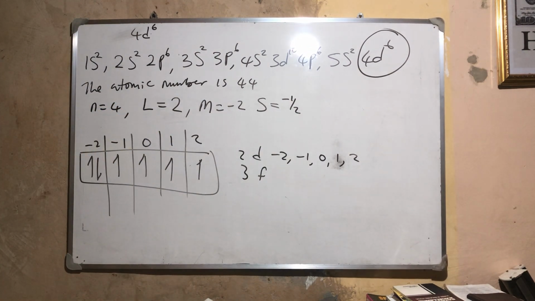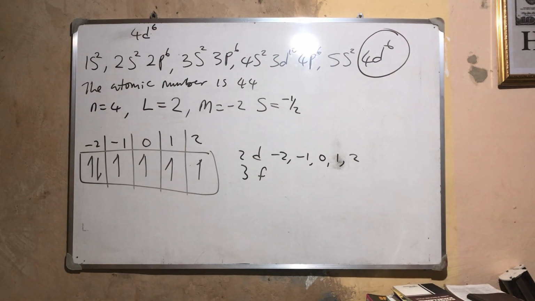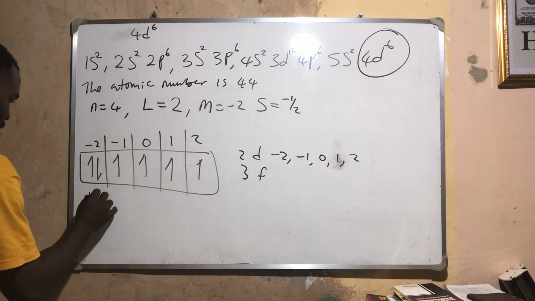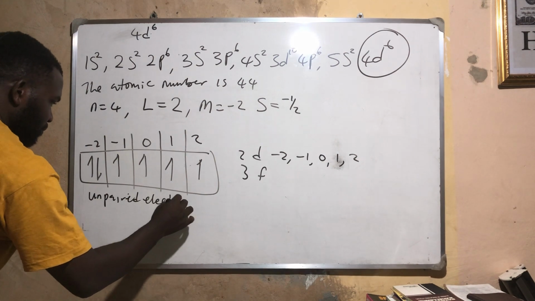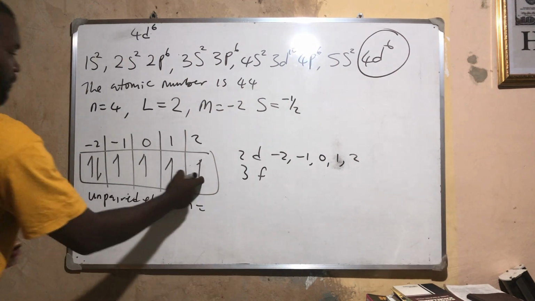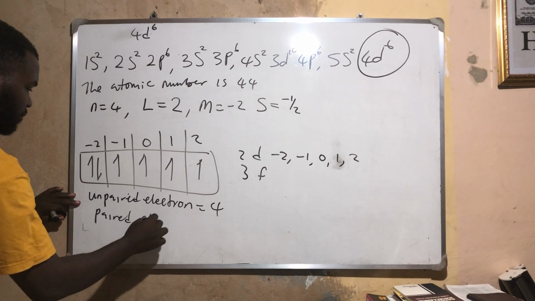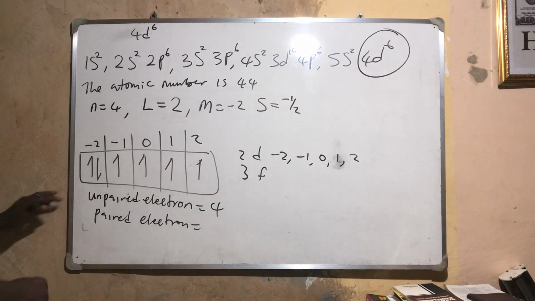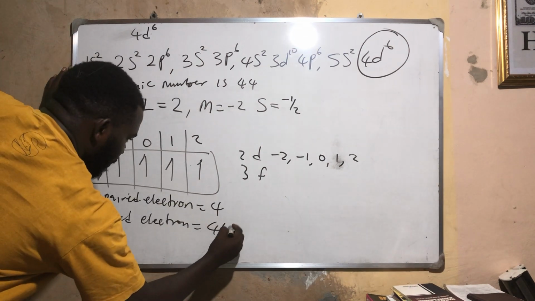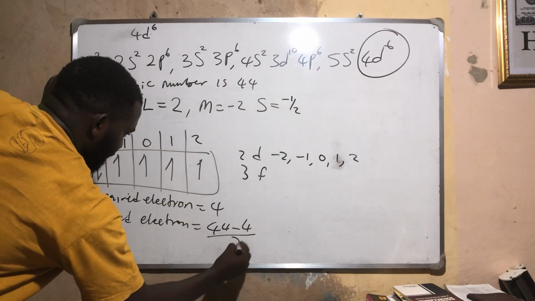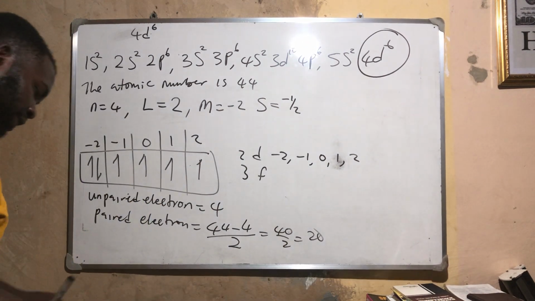Okay? So from here, we will now know the number of the paired and the unpaired electron. The unpaired electron first is simply, how many are they? 1, 2, 3, 4. They are 4 in number. Then for the paired electron, it is simply the total number we have, which is 44, minus the unpaired electron 4, then divided by 2. 40 by 2 is 20. So we have 20 paired electrons.